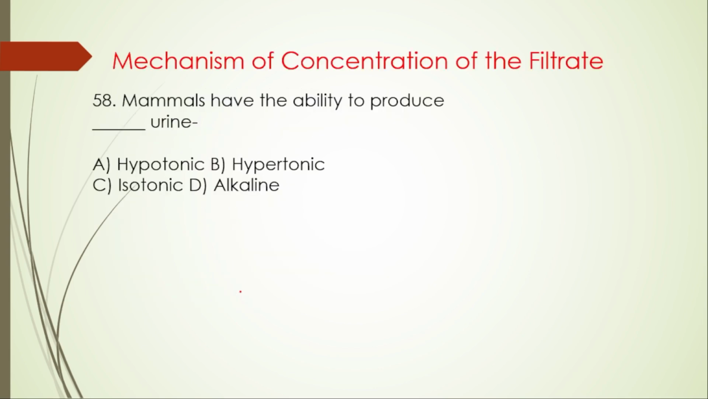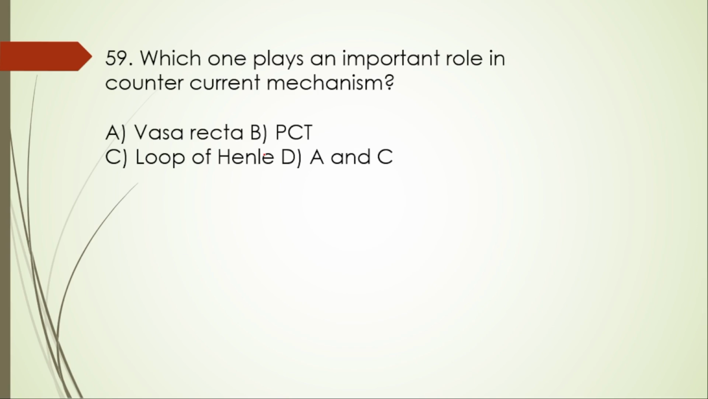58th question, from mechanism of concentration of the filtrate. Mammals have the ability to produce dash urine. A. Hypotonic, B. Hypertonic, C. Isotonic, and then D. Alkaline. So here the right option is option B, hypertonic. Next question, that is question number 59. Which one plays an important role in the counter current mechanism? A. Vasa recta, B. PCT, C. Loop of Henle, D. A and C. So here the right option is option D, A and C.